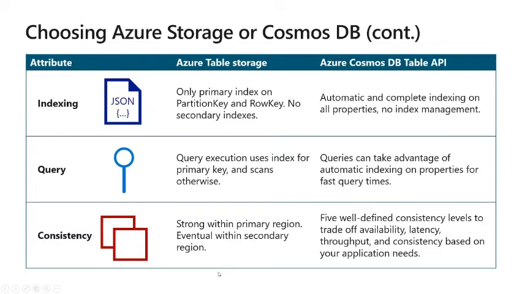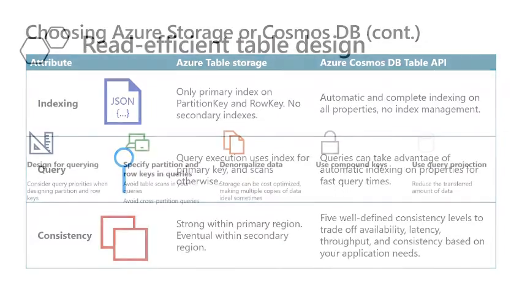And then consistency. Strong within the primary region, eventual within the secondary region. For Azure Cosmos DB, there are five well-defined consistency levels to trade off availability, latency, throughput, and consistency based on your application needs.